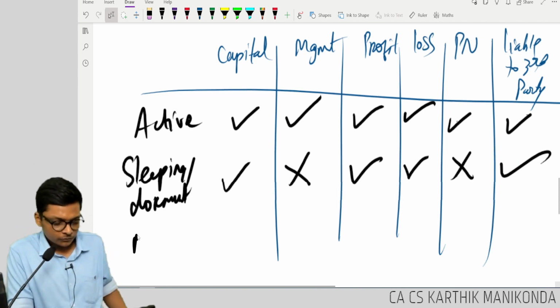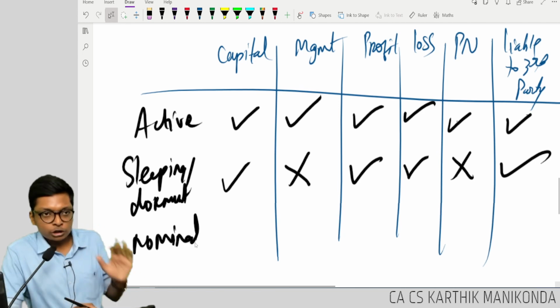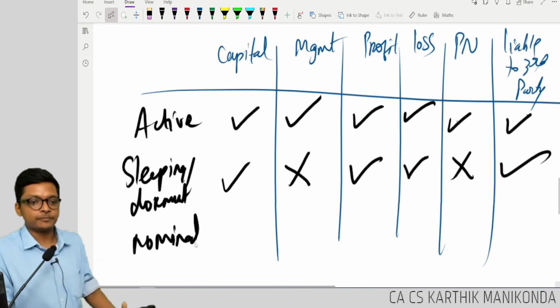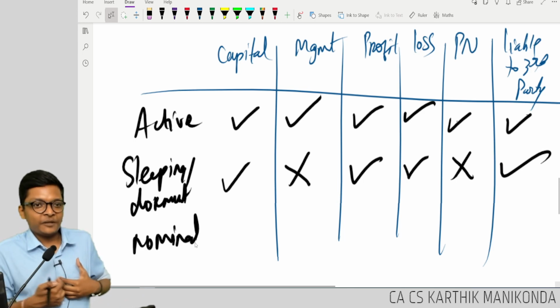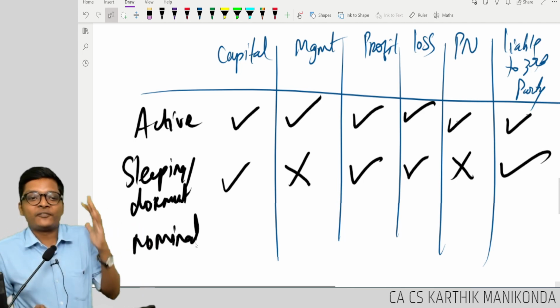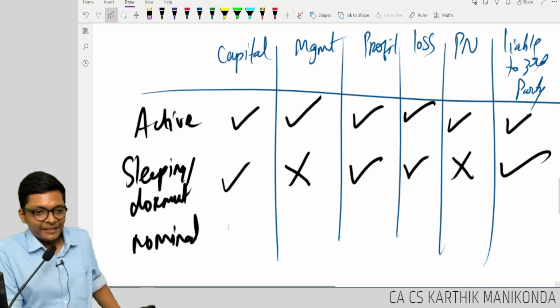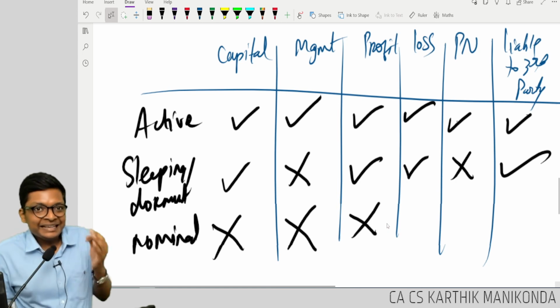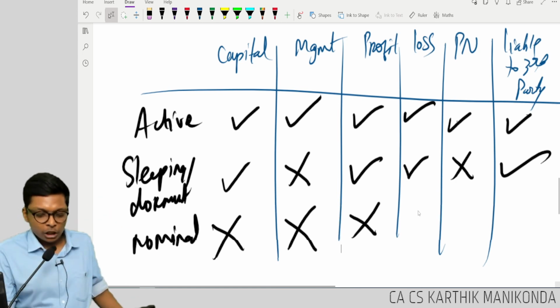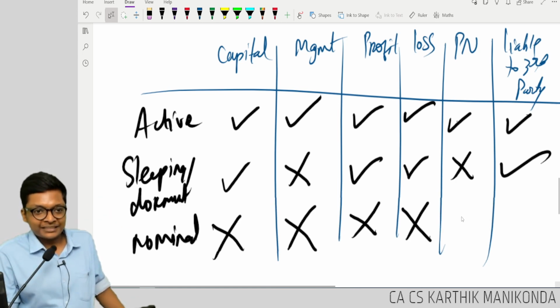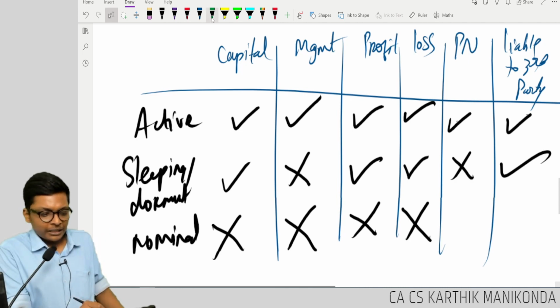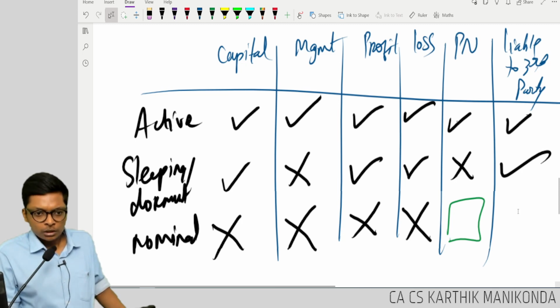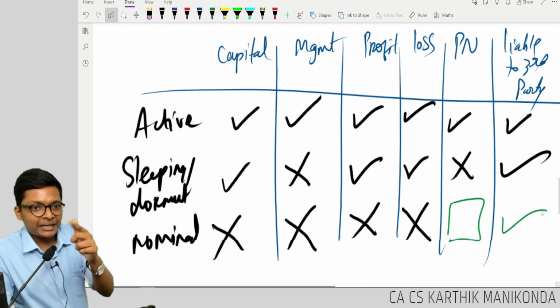Next, the nominal partner is not a partner. He's lending his name. For example, Dhoni is my friend. He's lending his name so I can use it in my firm. Capital, no. Management, no. Profit, no. Nominal partner, he's not a partner, just lending his name. Loss, no. Public notice, it's not clearly given over there. So liable to third parties, yes. You gave your name, so you are liable if something goes wrong.